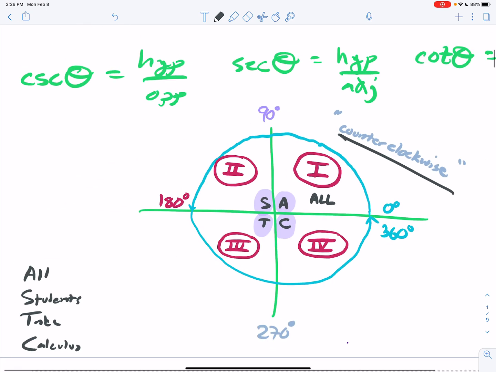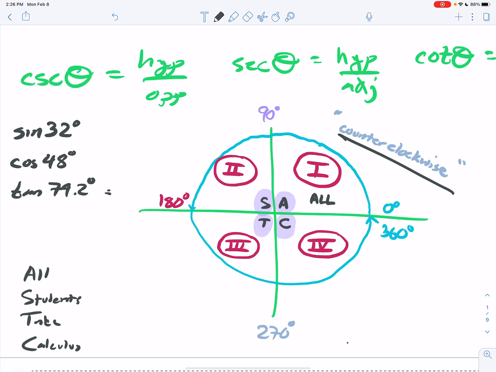Okay? So, let me give you guys an example. On your calculator, if you were to type sine of anything in between 0 and 90, sine of 32 degrees, or cosine of 48 degrees, or tangent of 79.2 degrees. I want you to go ahead and type those into your calculator. And you're going to notice that all of those come out positive. And it's because that you're in the first quadrant, okay? So all trig functions will come out positive. Okay, so let's keep going.